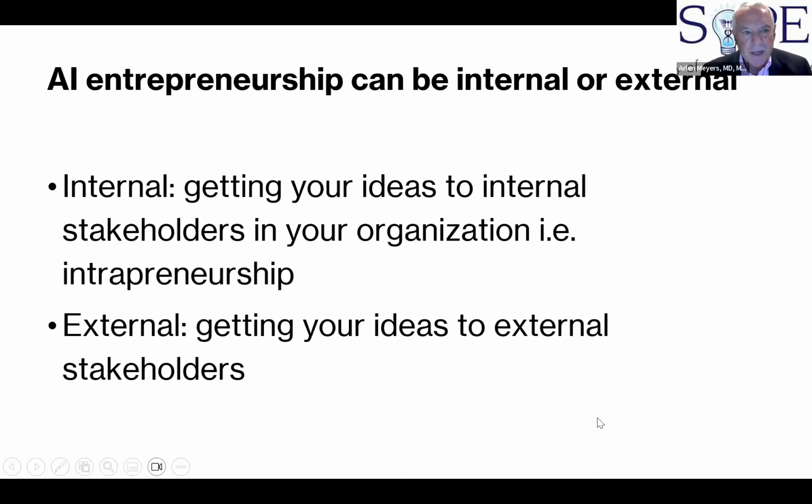So the next point I want to make is that there's a difference. Entrepreneurship is sort of what I just described, but it can be what I call internal or external. There are a lot of different ways to satisfy the definition of what I just described. Internal entrepreneurship, otherwise described as intrapreneurship, means that you're getting ideas to internal stakeholders in your organization as an employee.